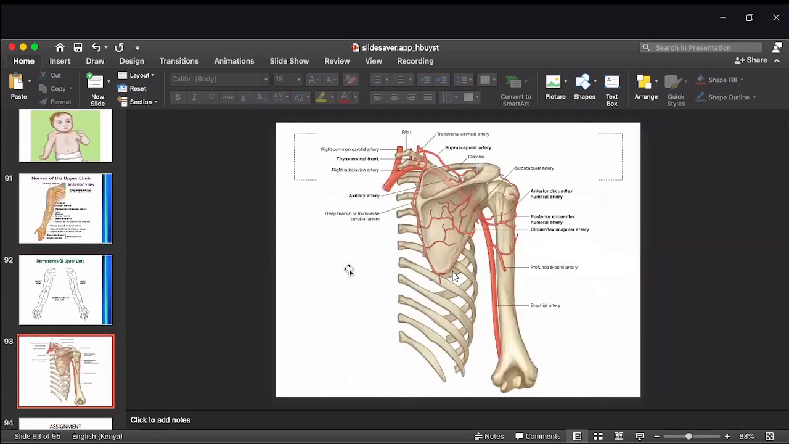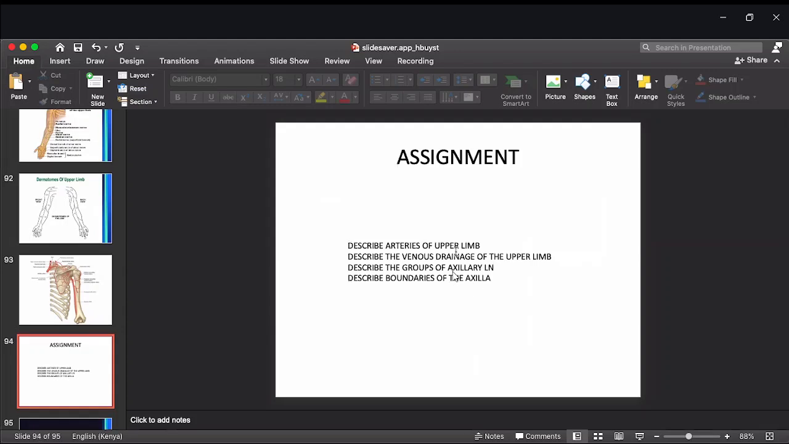So that is it for the day. We want you to go through the brachial artery, the arteries and veins, blood supply and venous drainage of the upper limb. Appreciate the thyrocervical trunk, how it divides into common carotid and subclavian artery, then which becomes the axillary artery, and finally the brachial artery. Know the branches, venous drainage, and the lymphatics.